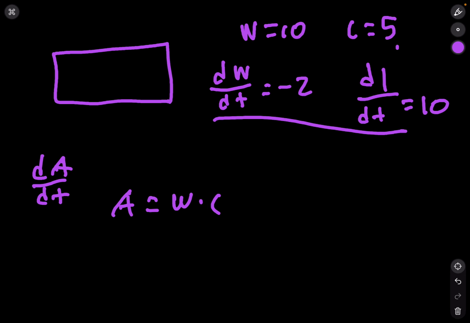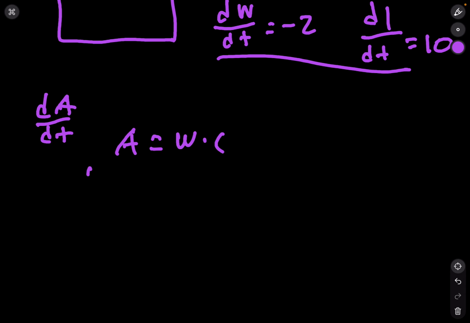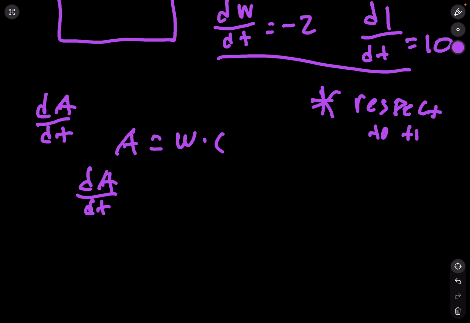From here, you can't plug these numbers in yet because you just have the general area. You have to take the derivative of this equation in order to find how much the area is changing at this point when these numbers are that specific. So we just take the derivative of it, dA/dt. And remember, when we take the derivative, we have to take it with respect to time. So we have dA/dt, which is equal to w times dl/dt plus L times dw/dt.